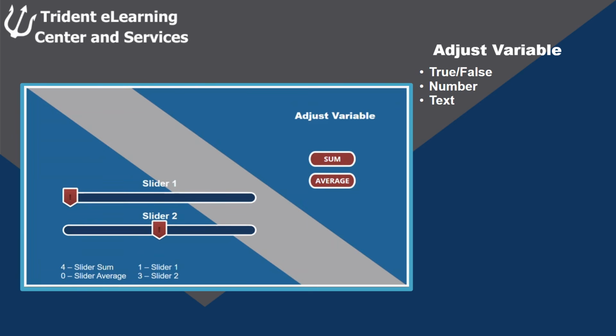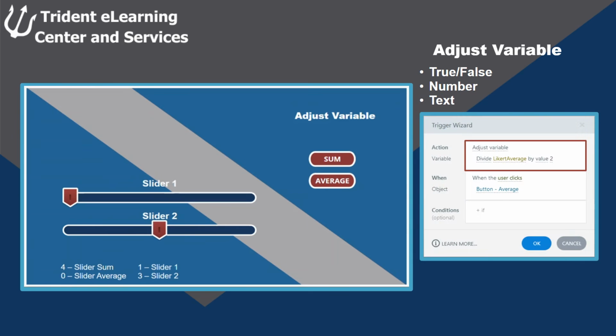Let's see how these two triggers work together. Now, we have a slider sum of 4, which makes sense. The first trigger took slider 1's value of 1 and added it to slider sum's initial value of 0, giving us a total of 1. Then, the second trigger added slider 2's value of 3 to the current slider sum value of 1, giving us a final sum of 4.